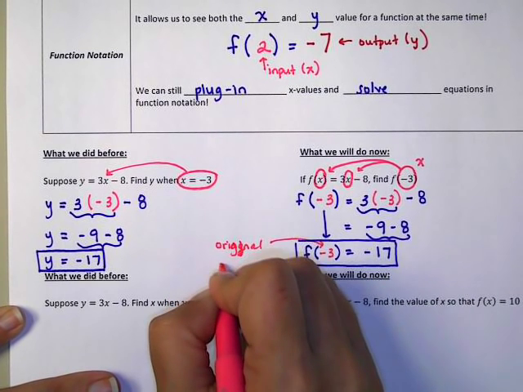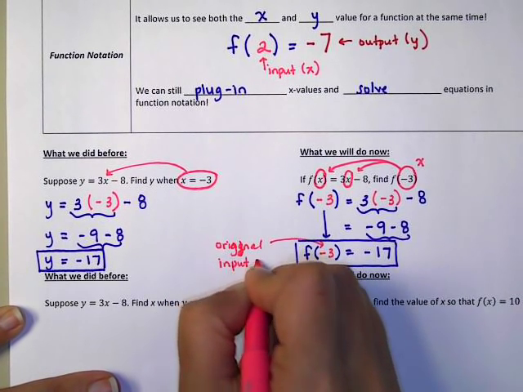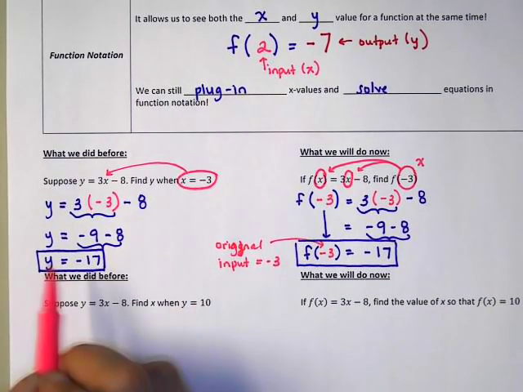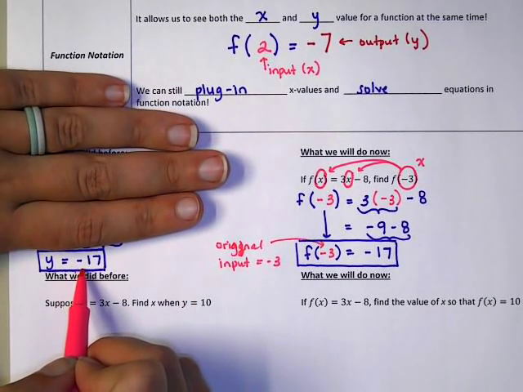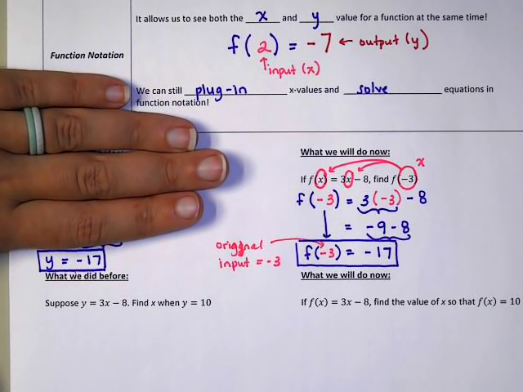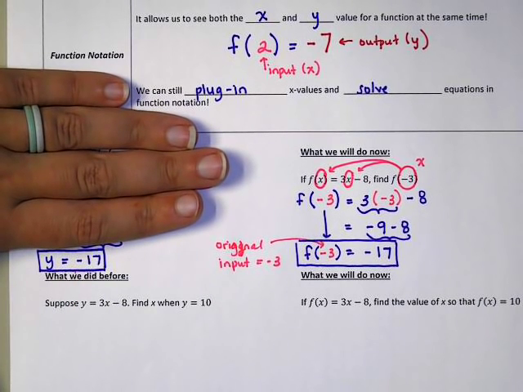There we go, the input was negative 3. Whereas in this notation, if all I have is my final answer, I can't tell what that original input would have been.